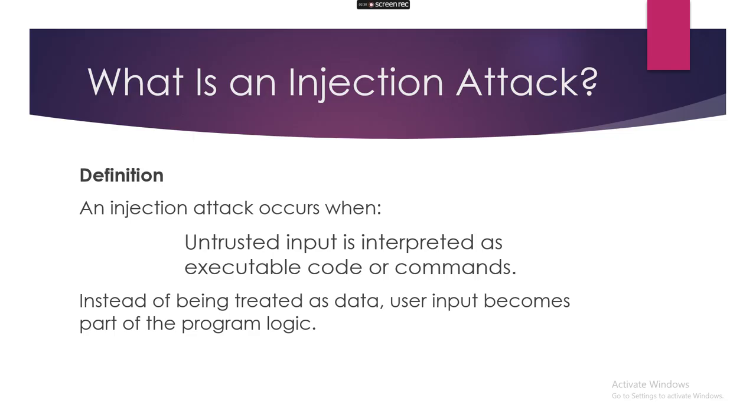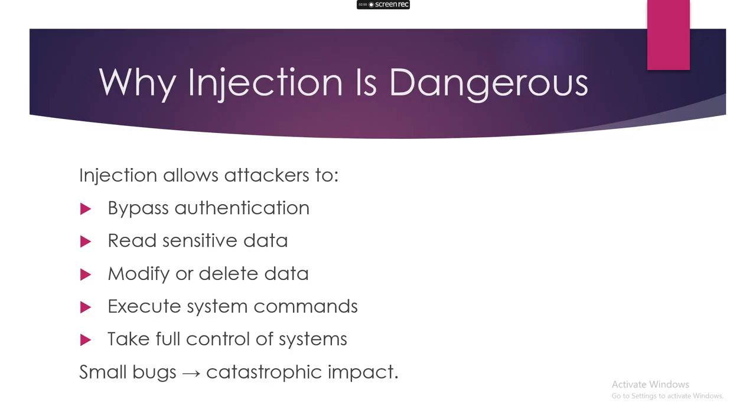So what is an injection attack? An injection attack occurs when untrusted input is interpreted as executable code or command. So instead of being treated as data, user input becomes part of the program logic. And why is this dangerous? Injection attacks allow attackers to first bypass authentication, right? It also allows them to read sensitive data, modify or delete data from the database, execute system commands, which is something you really don't want, and take full control of the system. Before you know it, small bugs become catastrophic impact.